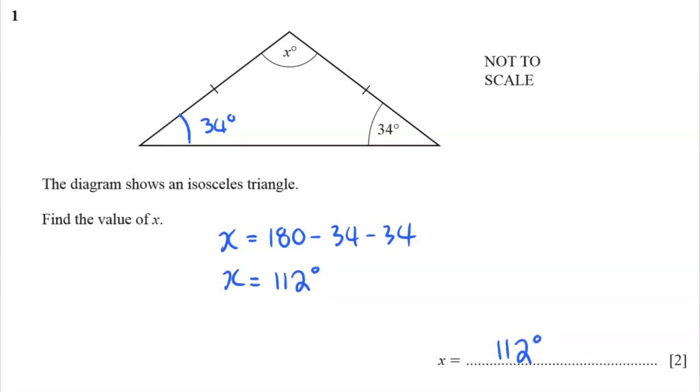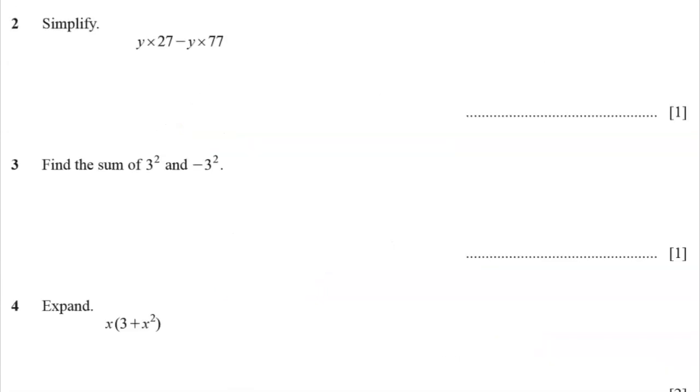Perfect. Good job. Oh, question 2. Are they trying to trick us? Look at this. Y times 27 minus y times 77. This is just what we would normally see as 27y minus 77y. And that looks so much more familiar to us, doesn't it? But that's all it means. So what's 27 of anything minus 77 of anything? It's negative 50. Negative 50y, that's our answer.